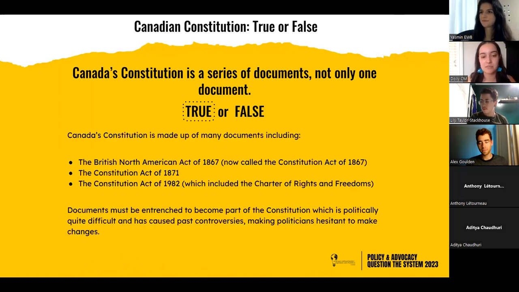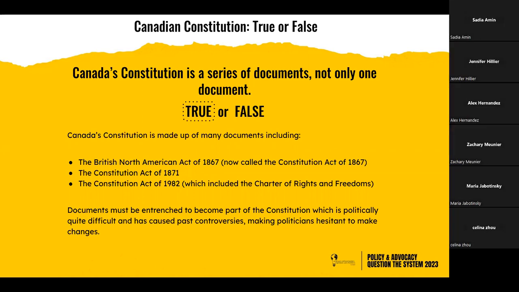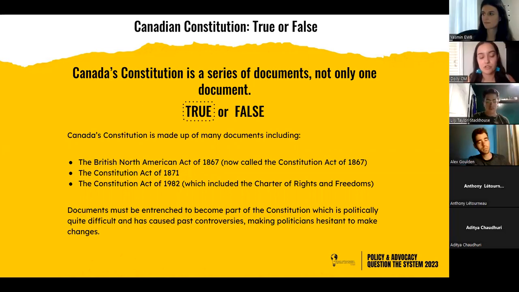Canada's constitution is made up of many documents, and that includes the British North America Act of 1867, which is called the Constitution Act of 1867 now. There's also the Constitution Act of 1871 and the Constitution Act of 1982, the newest one, which includes the Charter of Rights and Freedoms. These documents must be entrenched to become a part of the Constitution, which is politically quite difficult to do and has caused a lot of controversies before. So politicians are really hesitant to make changes.